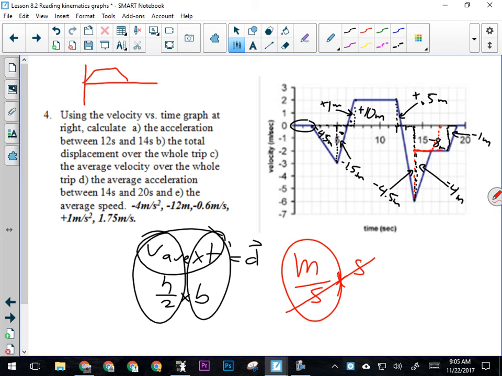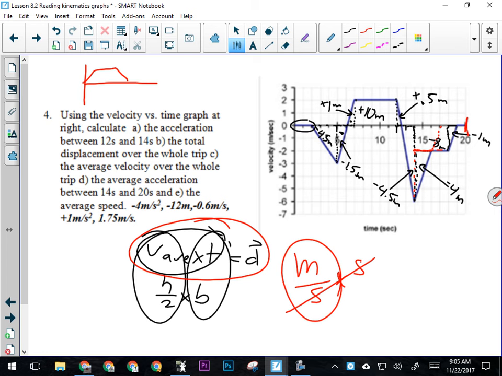Find all the shapes, get the areas of the shapes, add the areas up. Because when we find the area, we're really just taking average velocity times time. So we found the total displacement. That was part B. Part C said, what's the average velocity over the whole trip? Did I just find one of the things I need for that? Yeah, I just found the displacement. Do I know how long the whole trip took? Yeah, I can read that off the graph.